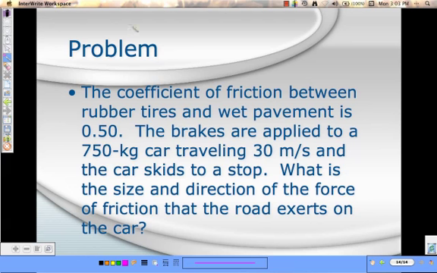So basically, we're looking at force of friction. Let's draw a picture here. Are we moving at a constant velocity? No. I guess it's not asking for the applied force. It's just asking for the force of friction. So our force of friction is equal to mu times the normal force. And our normal force is equal to the weight, because we're on a horizontal road. So what's the weight of our car?